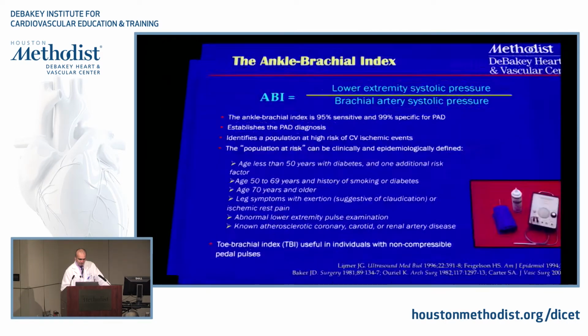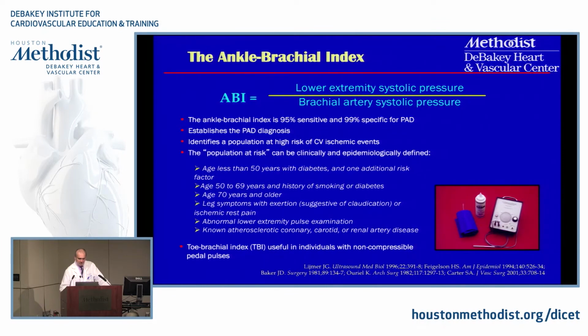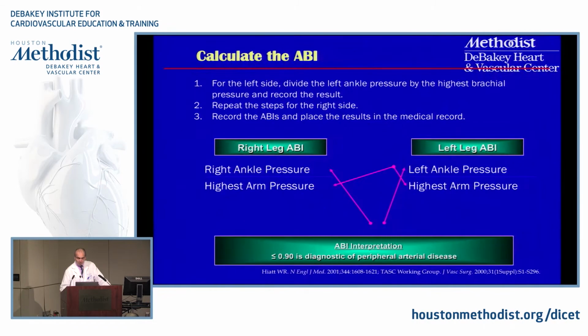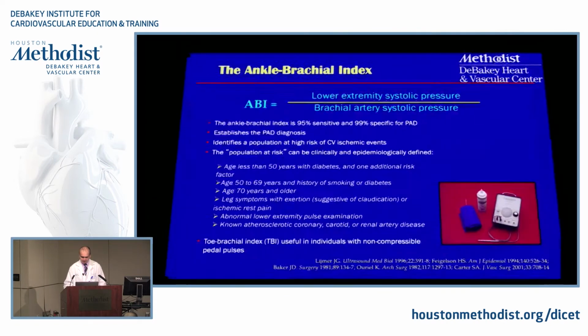And then what's considered a normal ABI? Yeah, so it should be normally above 0.9. If you start to get values over 1.3, you begin to worry if there's non-compressibility or calcification of the vessels, and that actually may be a sign of abnormality as well.